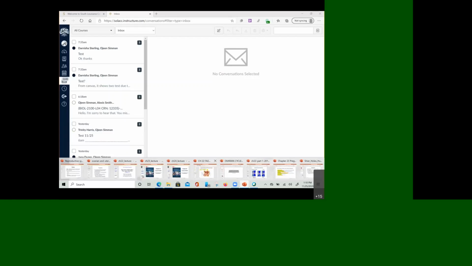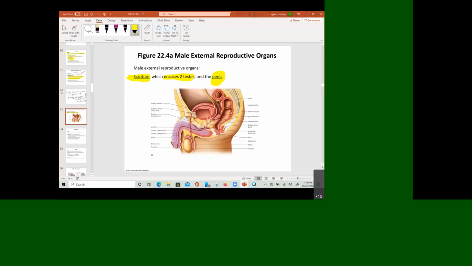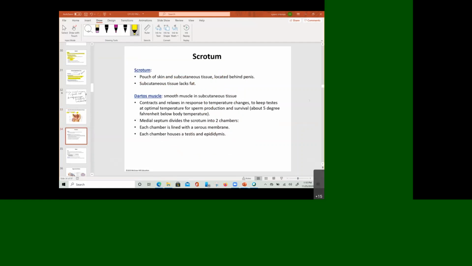So let's go back here. All right, so the scrotum. The scrotum is a pouch of skin and subcutaneous tissue, which is located behind the penis. The subcutaneous tissue, by the way, does not have any fat. Okay. The dartos muscle. This is a smooth muscle located inside the subcutaneous tissue.